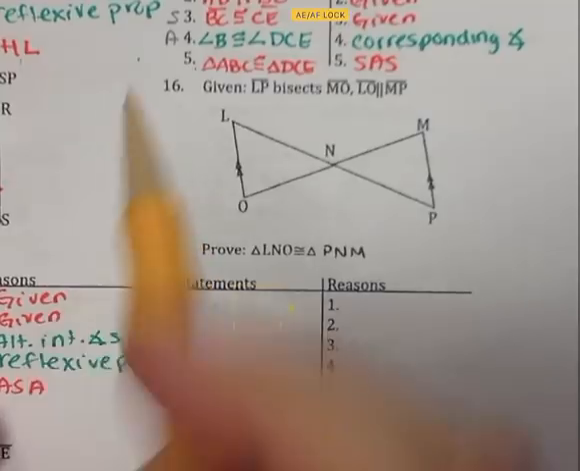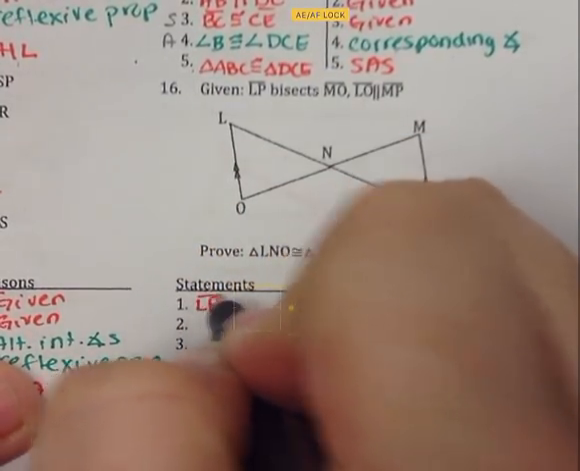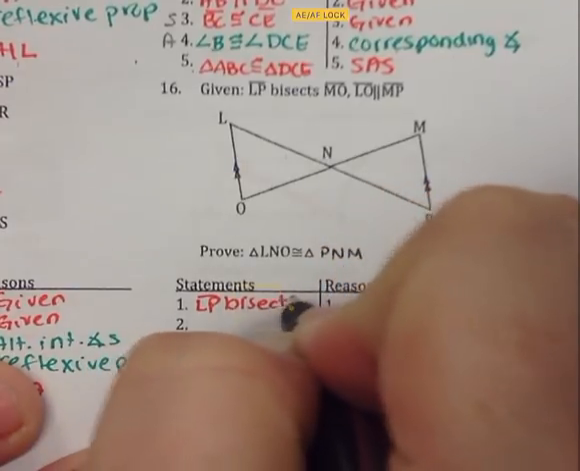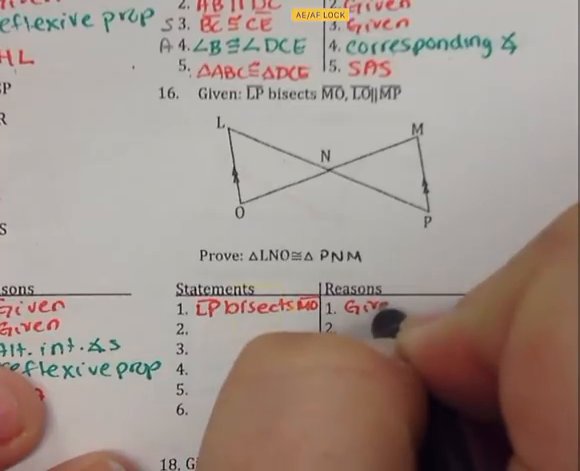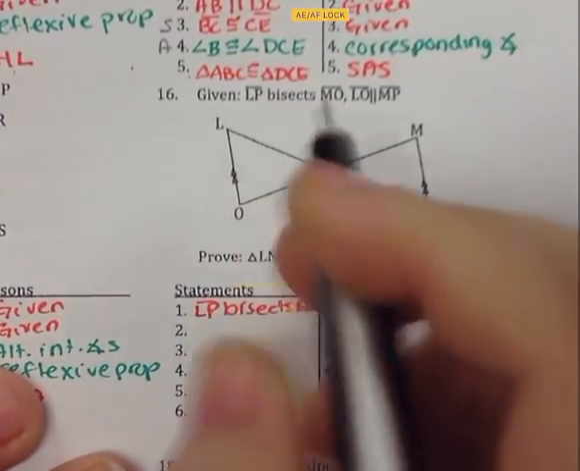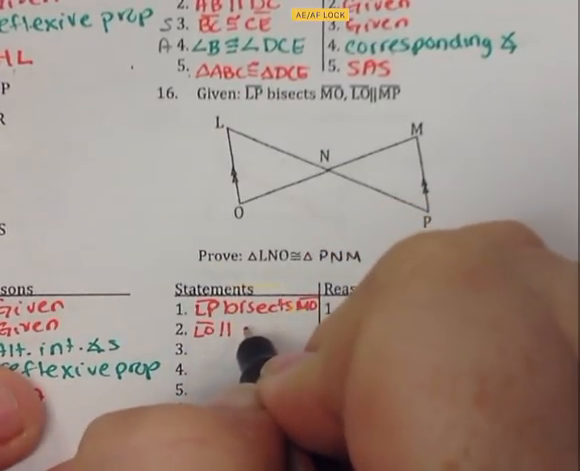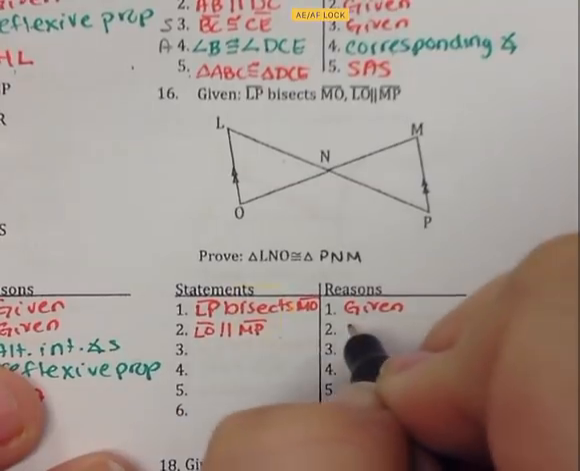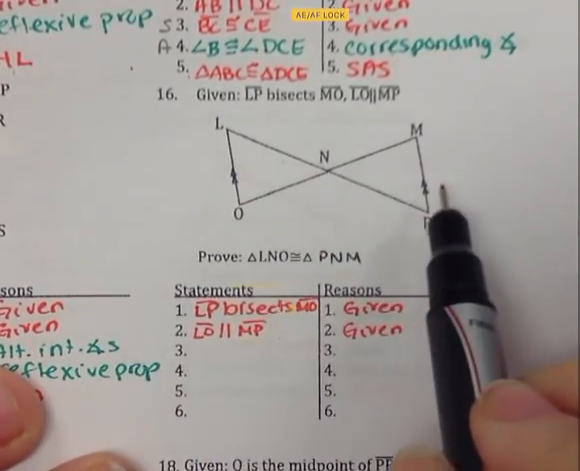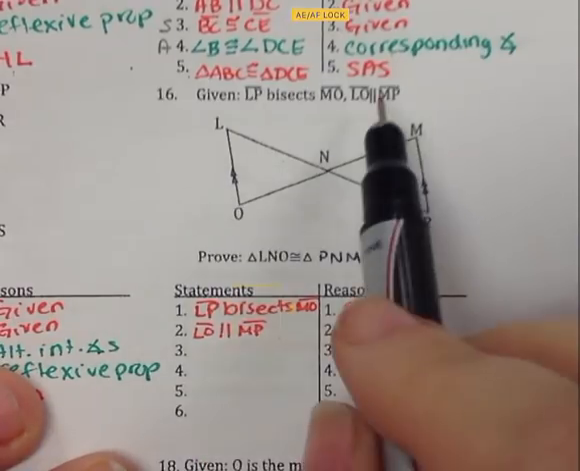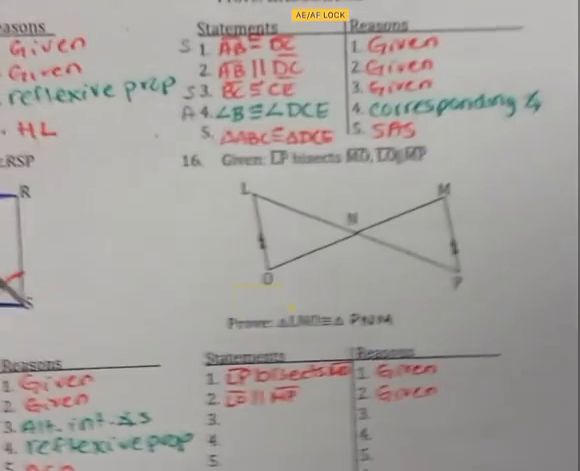Next, we have given that segment LP bisects segment MO, because it's given. Not congruent, so I can't put a check mark. And segment LO is parallel to segment MP. And it's given, so I still can't put a check mark, but I do have the arrows for parallel. So I have to use all of this to come up with congruency.